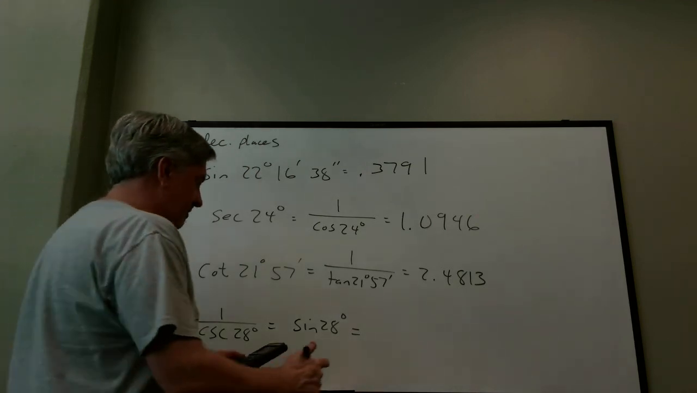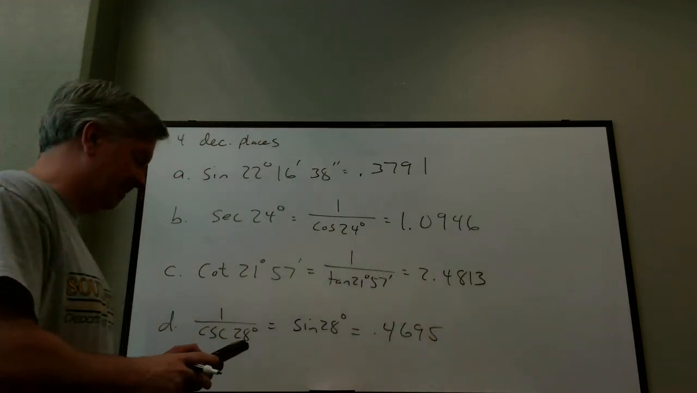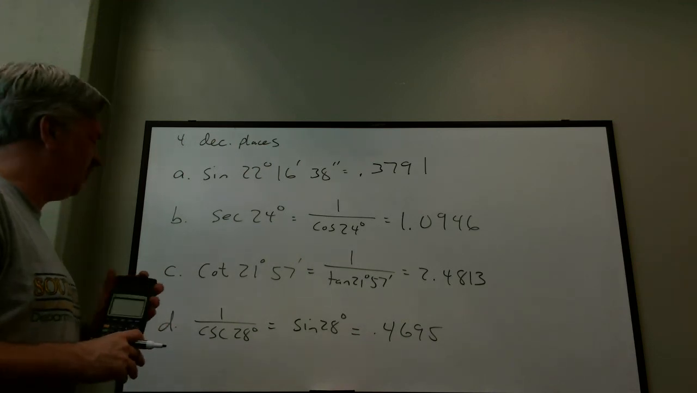And sine of 28 degrees is about 0.4695 if you round to 4. Okay, so that's just practice with the calculator.